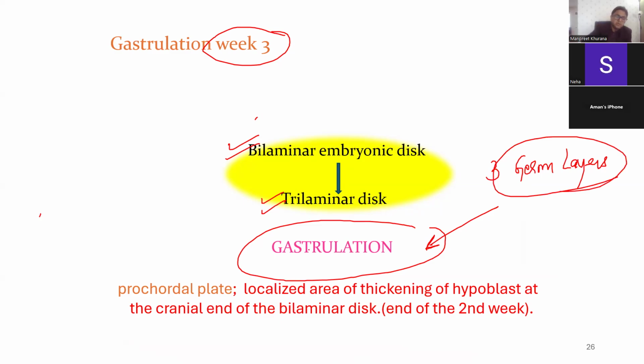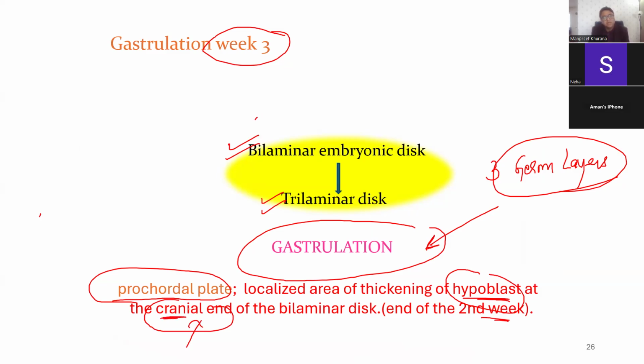Now there is a formation of the procordal plate. So what is the procordal plate? It is a localized area of thickening of hypoblast at the cranial end of the bilaminar disc. When the second week is ending, a localized area of thickening occurs in the hypoblast at the cranial end. You might be wondering where this new word, cranial end, has come from. Cranial end means where the future brain is developing. So there is a cranial end and a caudal end, which we'll be discussing further.